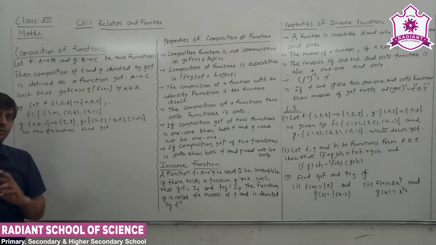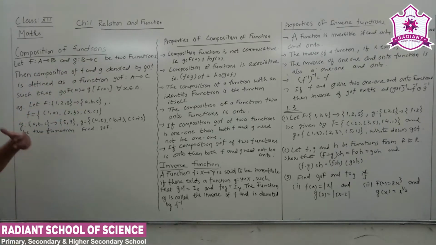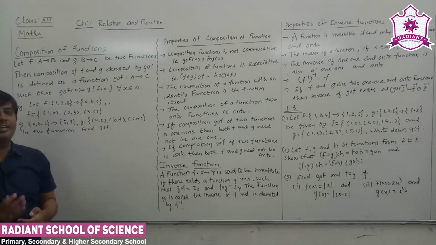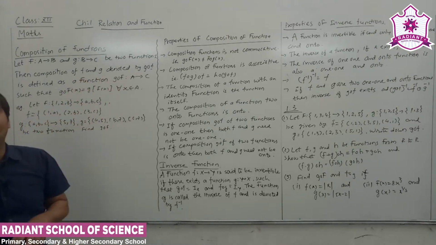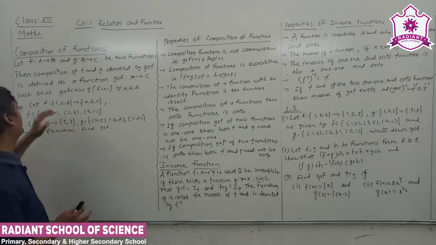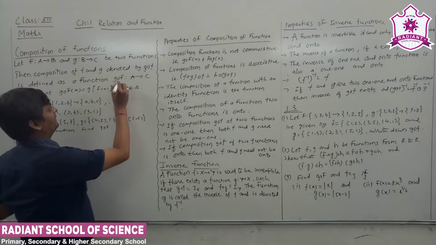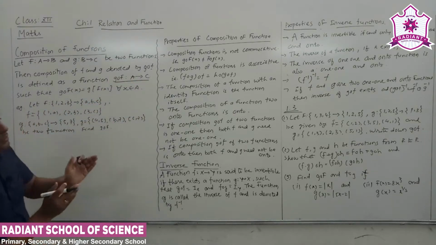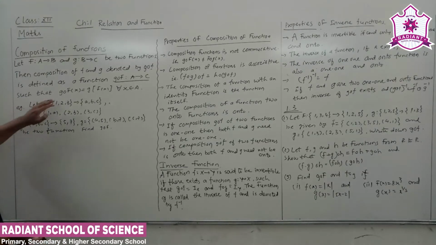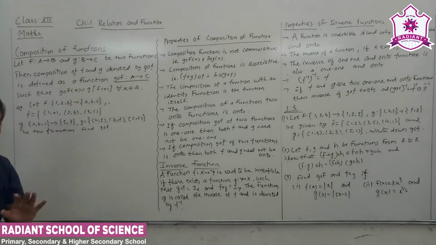So simple, we have two functions, f from A to B and g from B to C. Then the composition of these two functions f and g is denoted by g∘f, that is g of f of x. It is defined as a function g∘f from A to C, such that (g∘f)(x) = g(f(x)) for all x belongs to A, right?